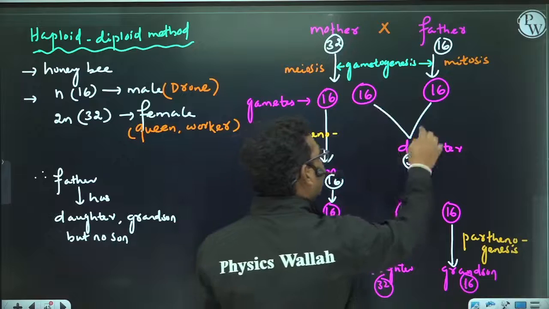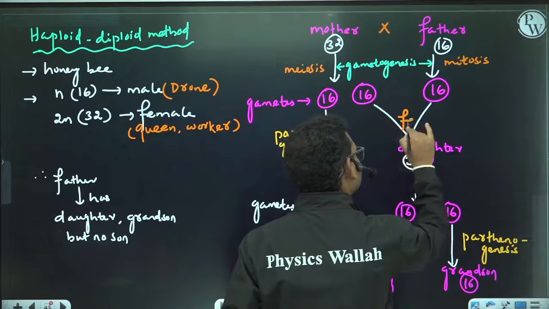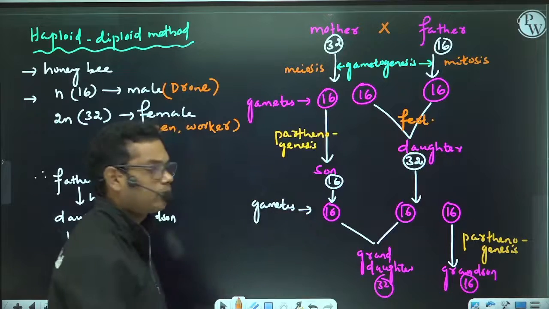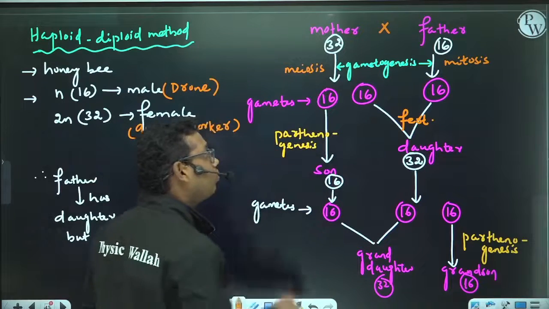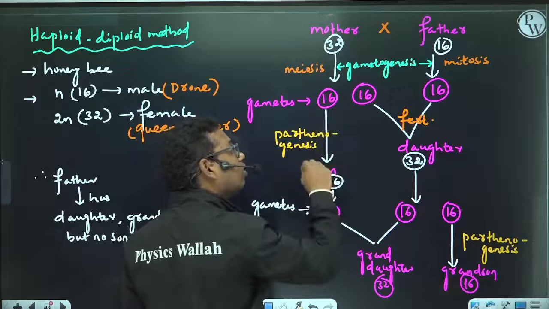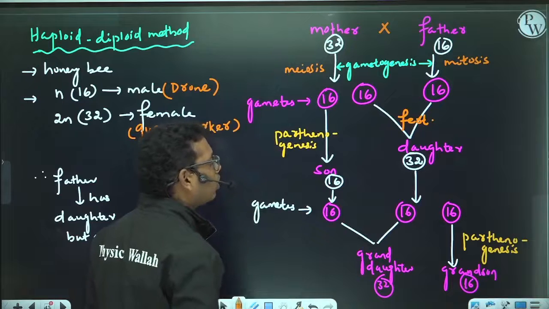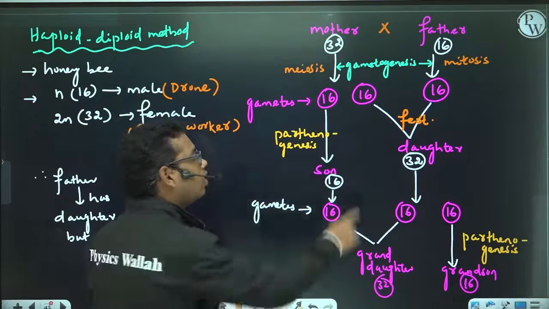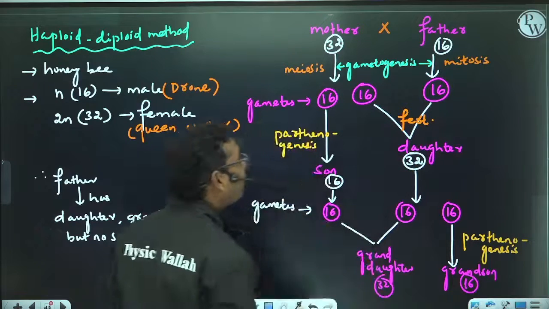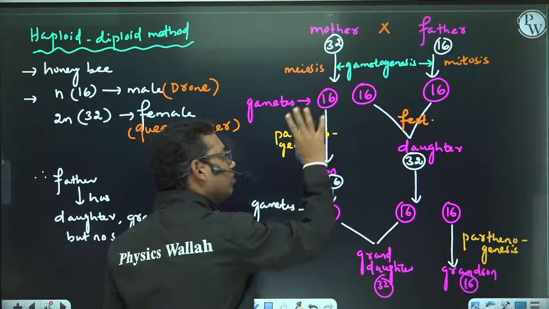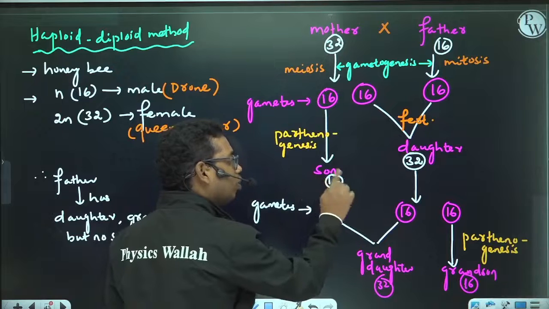So here, what is happening? Fertilization is taking place. Clear? But this is also an egg, and if this egg does not undergo fertilization, rather it undergoes multiple mitosis and further differentiation to produce a new individual, that will produce the son. That means if the egg fertilizes with the sperm, it will produce the daughter. And if the egg does not undergo fertilization but develops into a new individual, that individual will be haploid, and that will be the son.